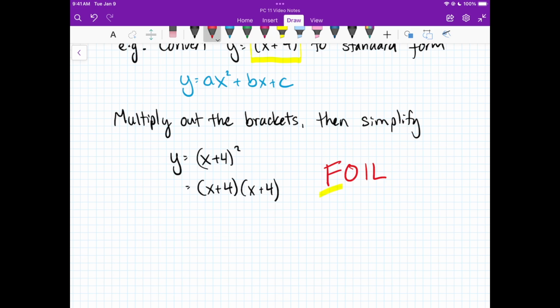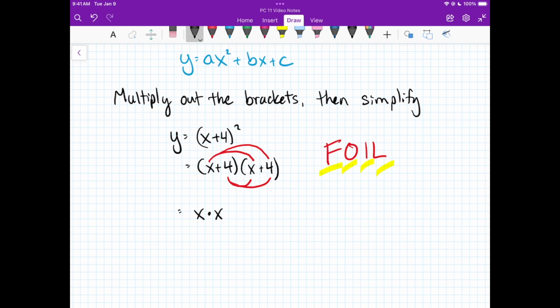F is for first, where we multiply the first term in each set of brackets. O is for outside, which is the farthest left and the farthest right, so that's x and 4 in this case. I is for inside, where you multiply the two in the middle, so 4 and x. And then L is for last, which is the last term in each set of brackets, which is 4 and 4 here. Really what ends up happening is it's just everything in the first polynomial times everything in the second polynomial. So x times x, x times 4, 4 times x, and 4 times 4.